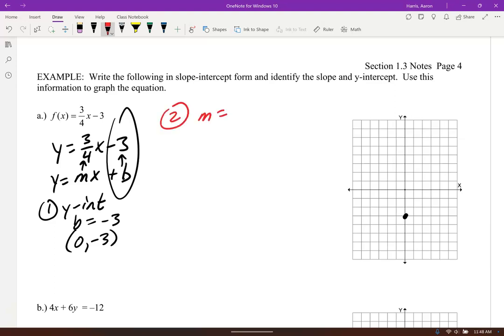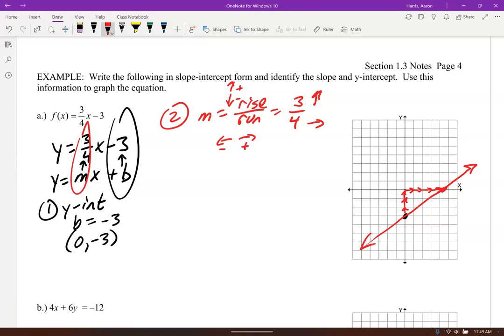My slope here, see how the slope is 3/4? Remember, slope is rise over run. It's 3/4. Rise is up or down. It's positive 3, so I go up. Run is right or left. If rise is positive, go up. If it's negative, go down. Run is right or left. It's a positive 4 on the bottom, so I go right. So I'm going to go up 3, right 4. Up 1, 2, 3, right 4. And I put a dot, and I can draw my line.